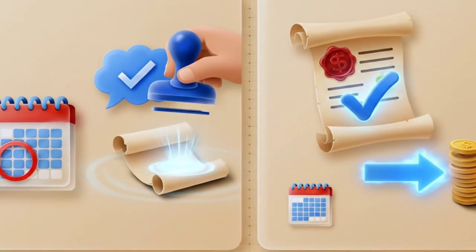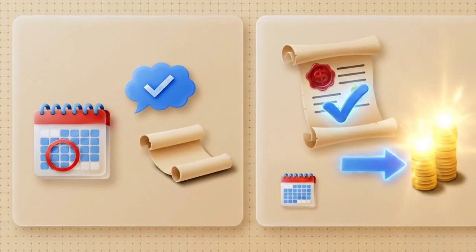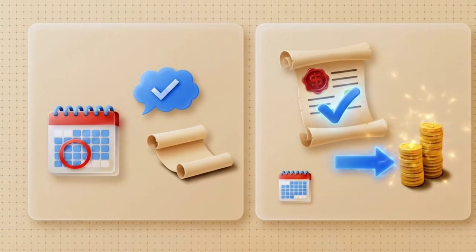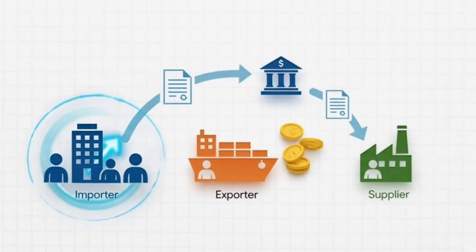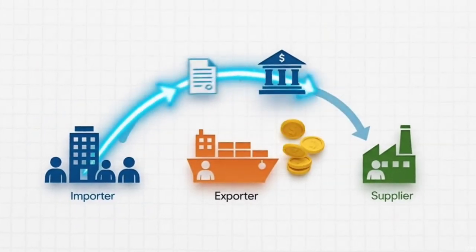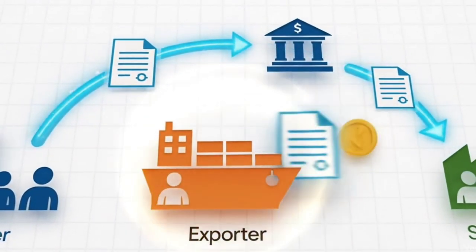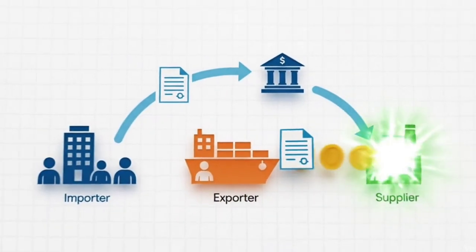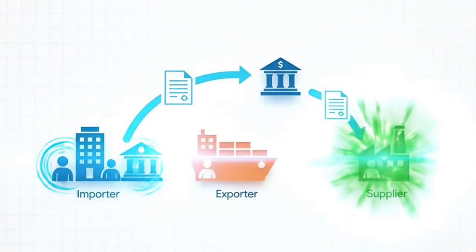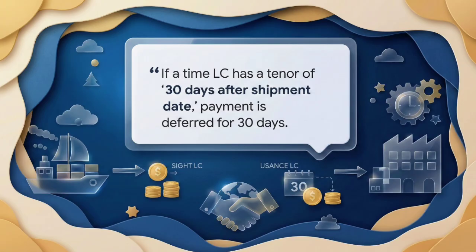The first is a deferred payment, and it's pretty simple. The bank just makes a formal promise to pay you on a specific future date. The second way is called acceptance. This one is a bit more formal because it involves a document called a time draft. When the bank accepts this draft, they're essentially stamping it with their guarantee, which creates a firm, legally binding promise to pay when it matures. Both methods result in a delayed payment.